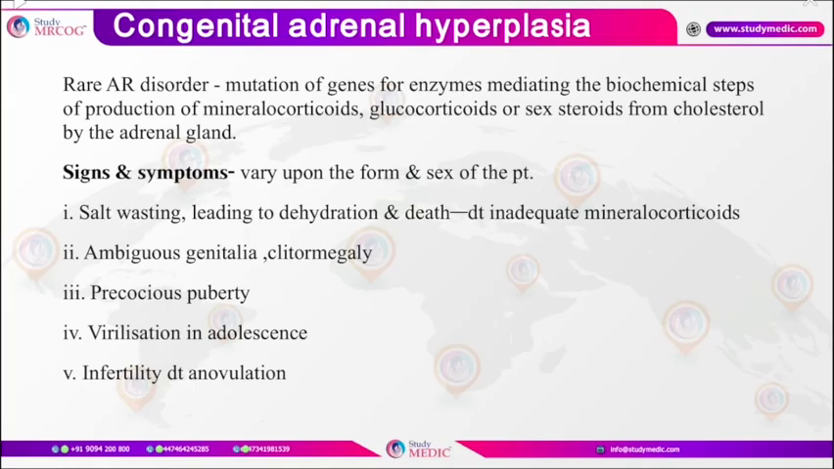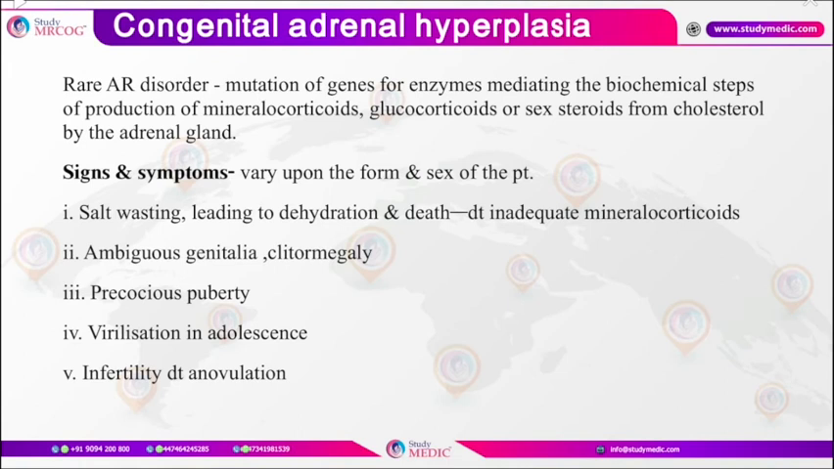Moving ahead with a very important topic, that is congenital adrenal hyperplasia, which is a rare autosomal recessive disorder. There is a mutation of the gene for the enzyme mediating the biochemical steps of production of mineralocorticoids, glucocorticoids, or sex steroids from cholesterol by the adrenal glands. There are certain signs and symptoms which vary depending upon the different forms and as per the sex of the patient.